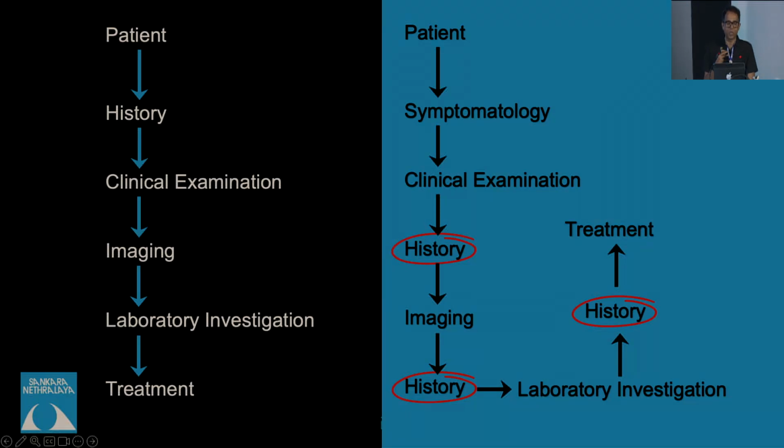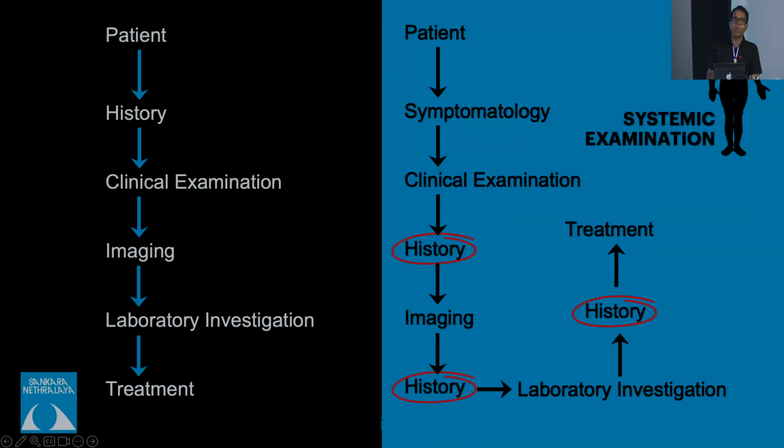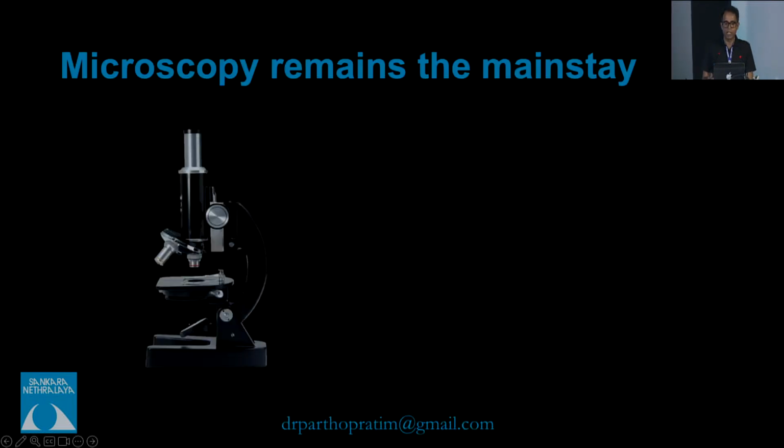So what ideally we should do, we should greet our patient, ask about the symptomatology, what are the presenting symptoms, then we do a clinical examination, and then we should start taking the history based on the clinical examination. Then we can do imaging, and if there are any relevant findings we notice, then again we should revisit our history. And then we do a laboratory investigation, and then again the history is not over, we should take the history again, and then finally we give the patient treatment. And all this should be done taking care of the systemic examination, which I'll be discussing in later slides.